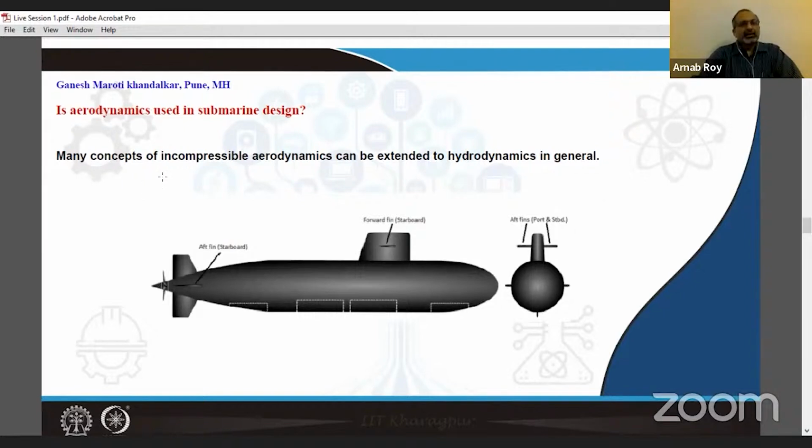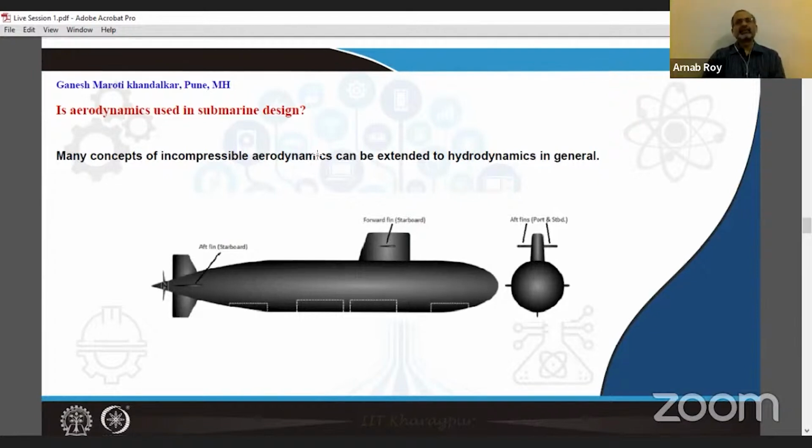Next question is from Ganesh. Is aerodynamics used in submarine design? Of course, yes. Many concepts of aerodynamics are common to hydrodynamics, especially incompressible aerodynamics fits in well over there, because in hydrodynamics, we talk about handling liquid flows, essentially water, over the submarine bodies. And that basically falls in the domain of incompressible aerodynamics.